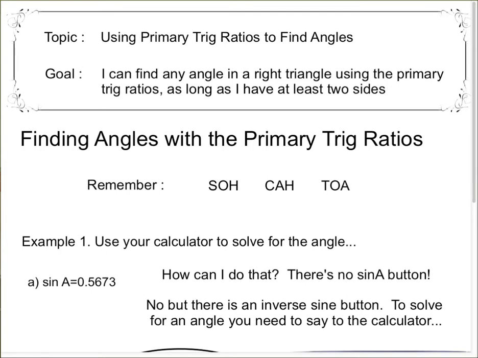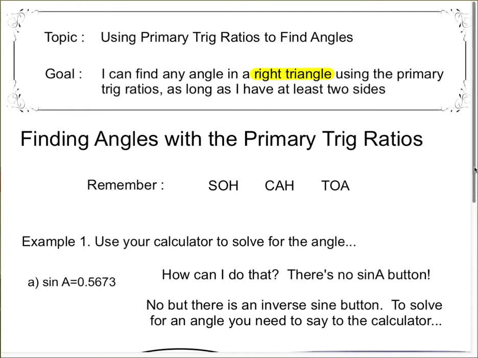Now that's very important. So important that I am actually going to highlight it: any angle in a right triangle. We have to have that right angle, otherwise we don't know where the hypotenuse is. So always look for the right angle before you use Sohcahtoa. Using the primary trig ratios, as long as I have at least two sides. We can't find an angle unless you've got two sides given. If you've only got one side, you're out of luck.